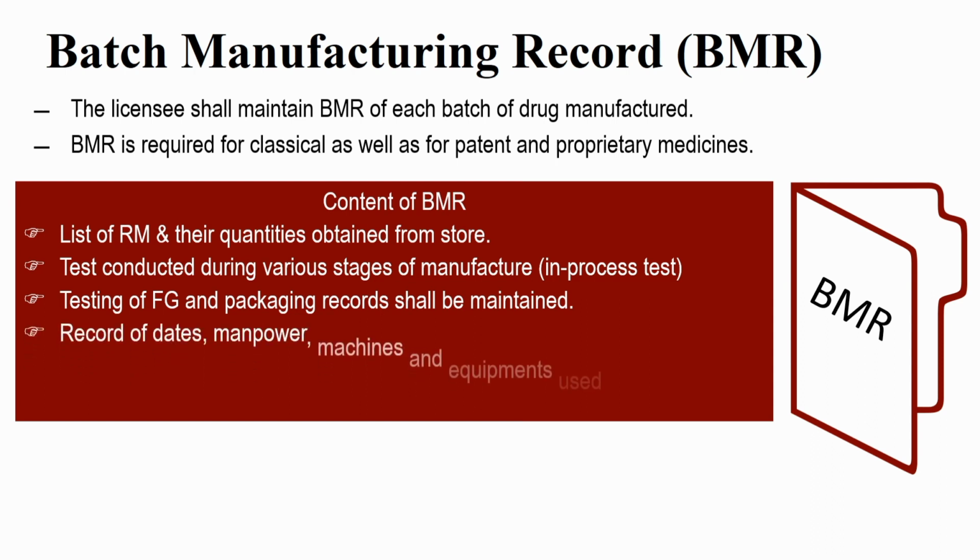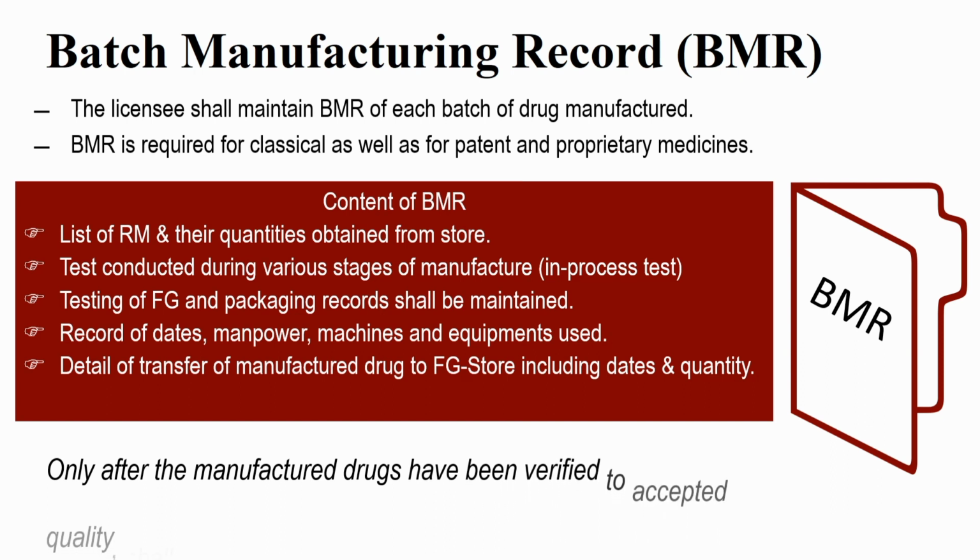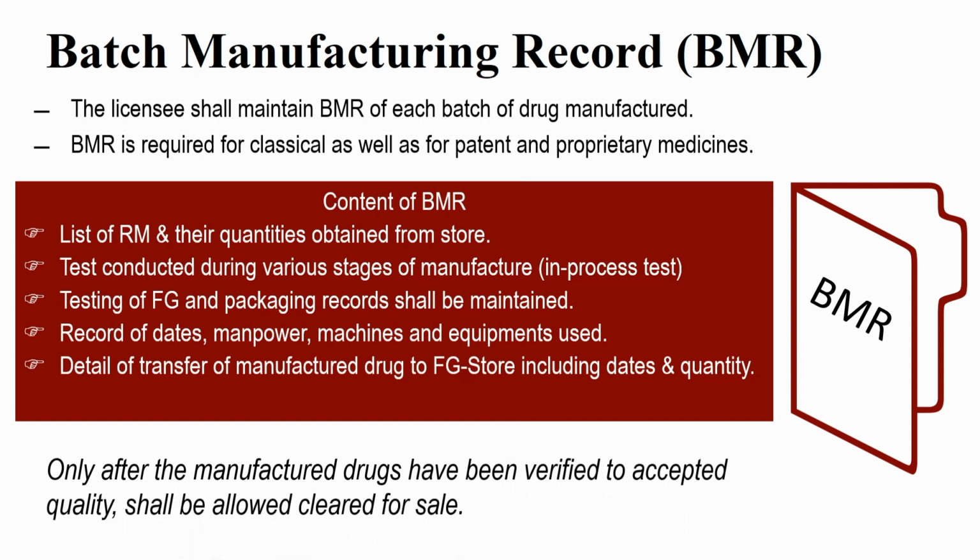The records of dates, manpower, machine and equipment used are also required to be maintained in the batch manufacturing record. The detail of transfer of manufactured drug to finished good store, including dates and quantity, are also written in BMR. Here the point to be noted is that only after the manufactured drug has been verified to be of accepted quality, it shall be cleared for sale. One point to be noted is that the BMR shall be duly signed by production and quality control person. So this is all about the batch manufacturing record.